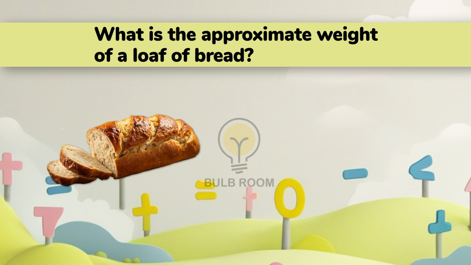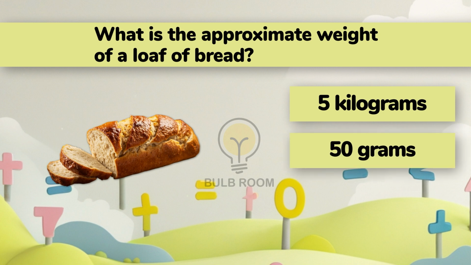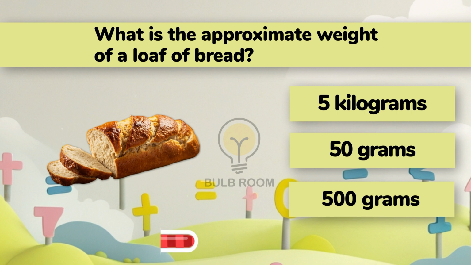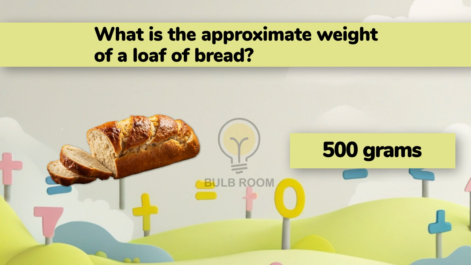What is the approximate weight of a loaf of bread? 5 kilograms. 50 grams. 500 grams. The right answer is 500 grams.